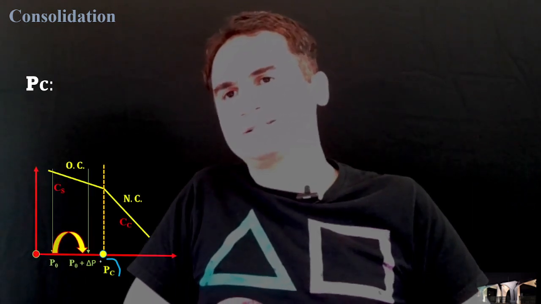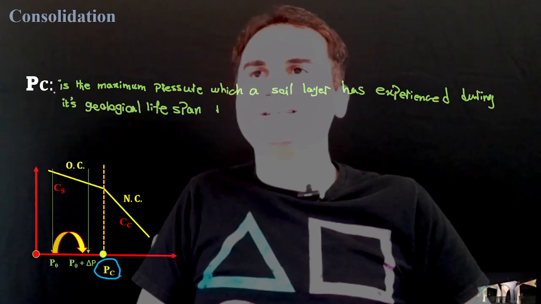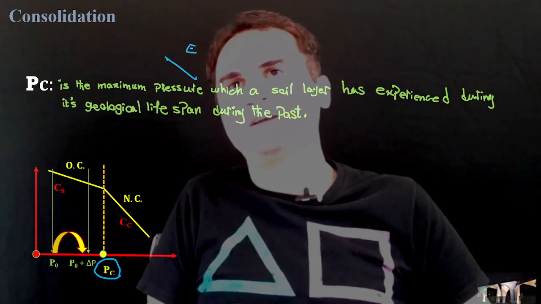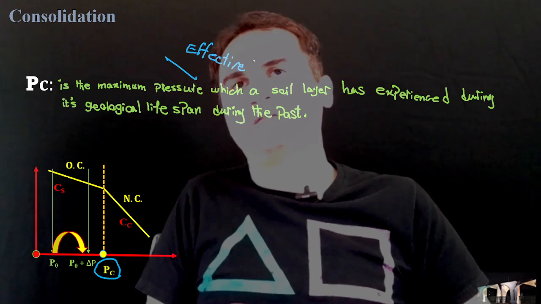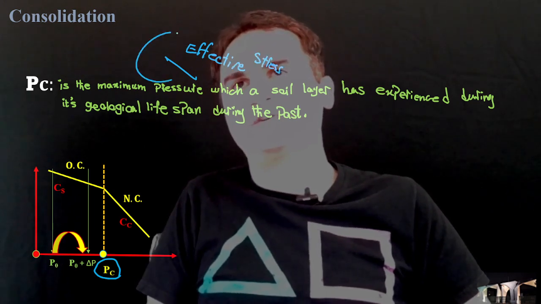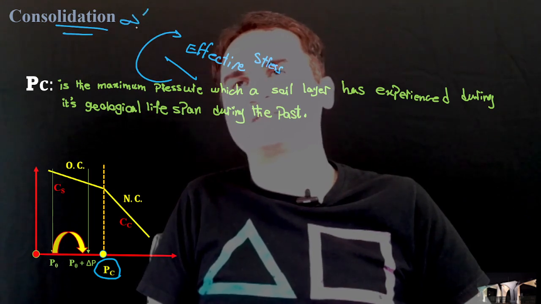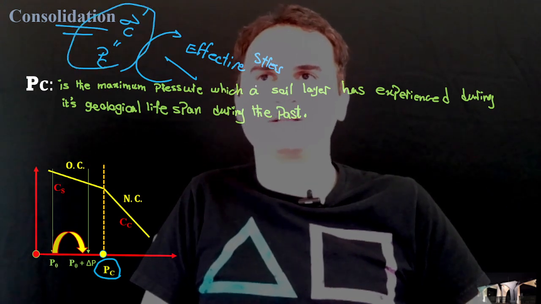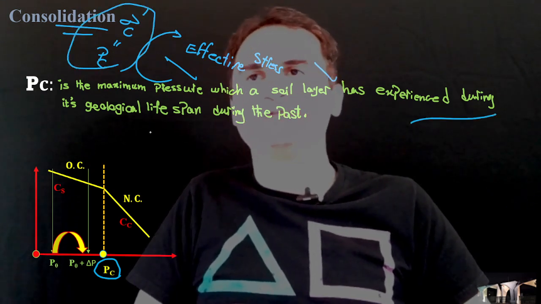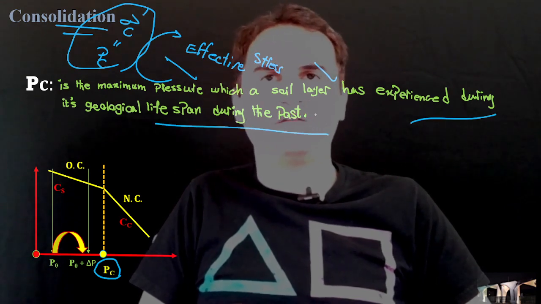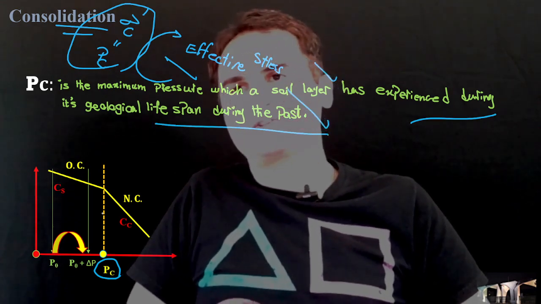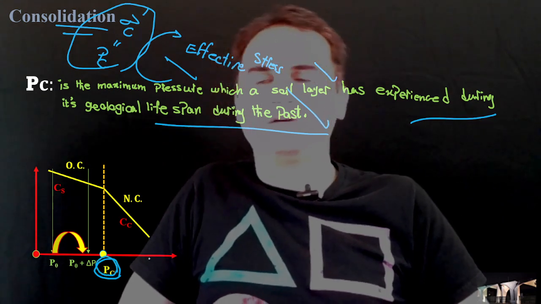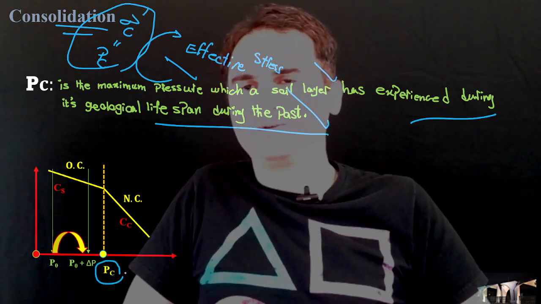Let's talk a bit further about consolidation. What PC is, this limit line, we call that PC, the maximum effective stress. That's effective stress, all of the pressure in terms of consolidation, or in terms of sigma prime. Sigma prime c is equal to PC. It's the maximum pressure which a soil layer has experienced during its geological life from the past to the present. That's the maximum pressure which a soil handles or experiences during its lifetime.